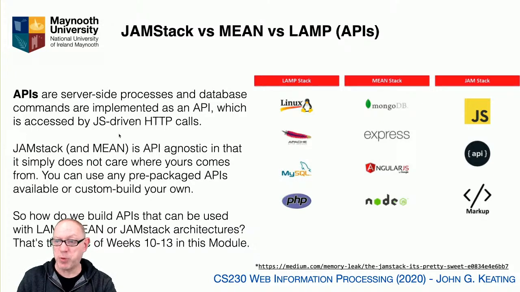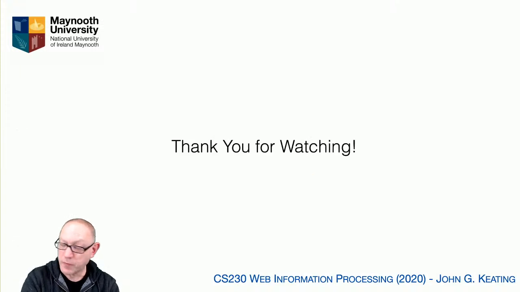Of course, APIs are really important. JAMstack and MEAN are API agnostic. It doesn't care where your package comes from. You can use any pre-packaged API if you like, so it's useful as well. The LAMP stack is a little bit different.